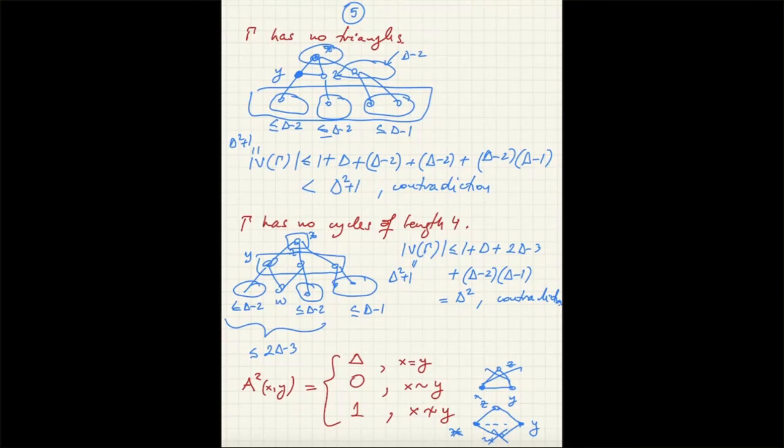Okay. Now, what does this give us? So let me write it again here. A squared at xy equals delta if x equals y, 0 if x is adjacent to y, and 1 otherwise.